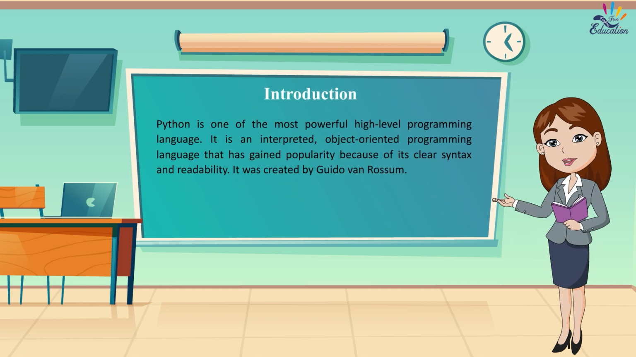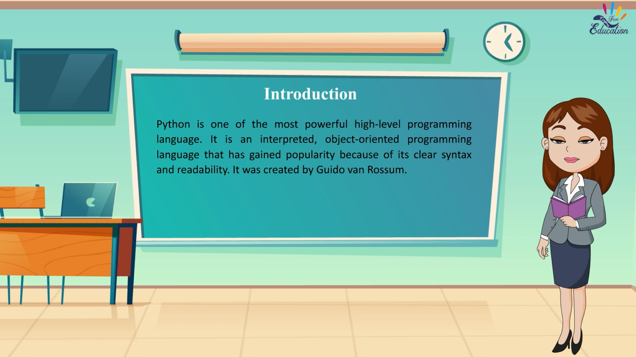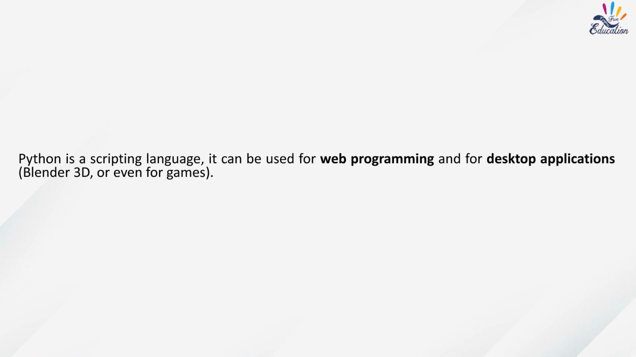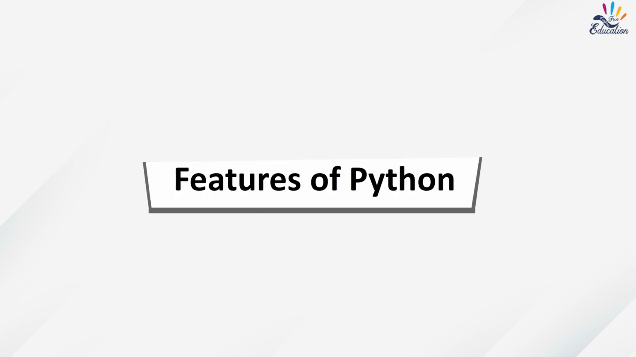Introduction. Python is one of the most powerful high-level programming languages. It is an interpreted, object-oriented programming language that has gained popularity because of its clear syntax and readability. It was created by Guido van Rossum. Python is a scripting language. It can be used for web programming and for desktop applications, Blender 3D, or even for games.